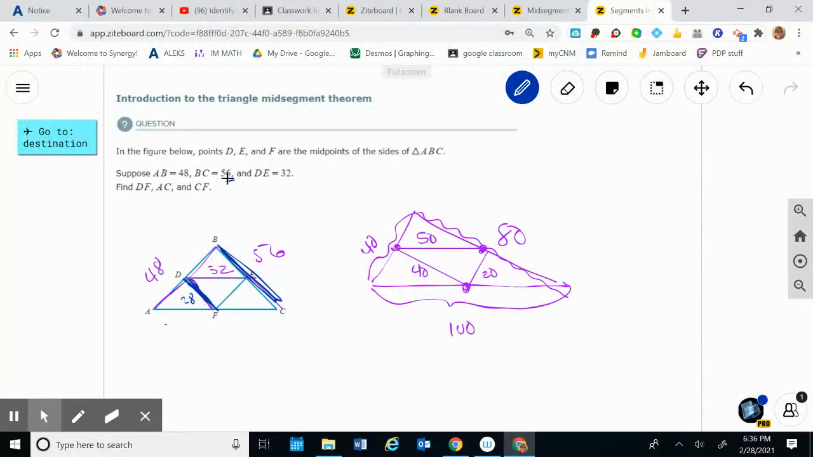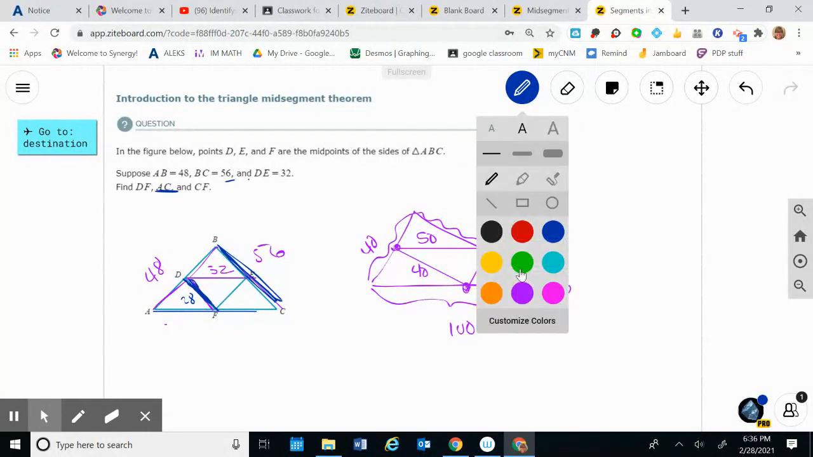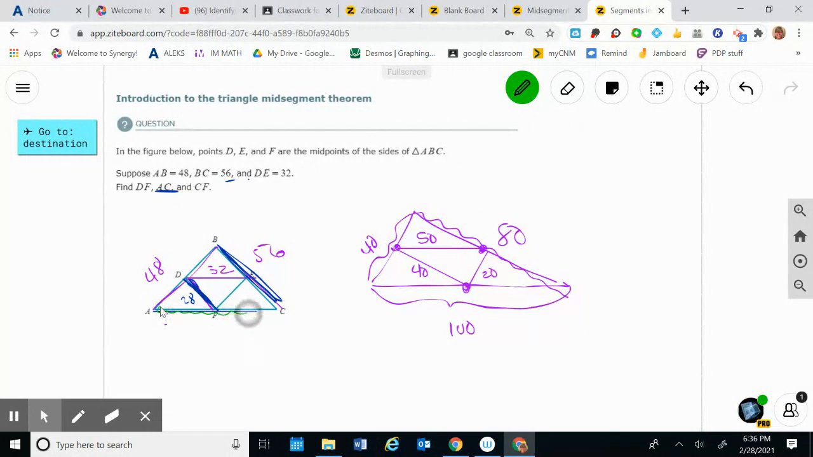Then DE equals 32. Oh, right, AC, sorry. Where's A? Okay, AC. Do you see now? You're supposed to be able to see this. AC is parallel to this one, DE, and it's going to be double that. So it's 64. And CF, this little one right here, is going to be half, because this is the midpoint. It's half of 64, which is 32. So you have to kind of just use your brain to figure these out.